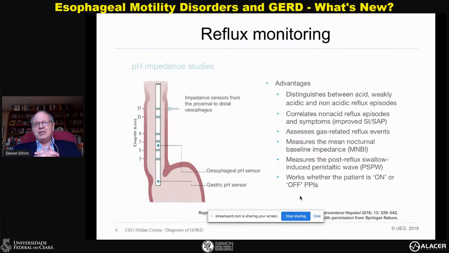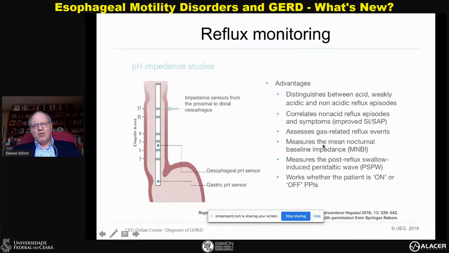Now, impedance has some advantages compared to pH-metry. In first place, it distinguishes between acid, weakly acidic, and non-acid reflux episodes. That helps to correlate non-acid reflux episodes with symptoms, which improves the possibility to make a diagnosis of reflux symptom association. As I will show you later, impedance is able to assess movement of gas in both directions.